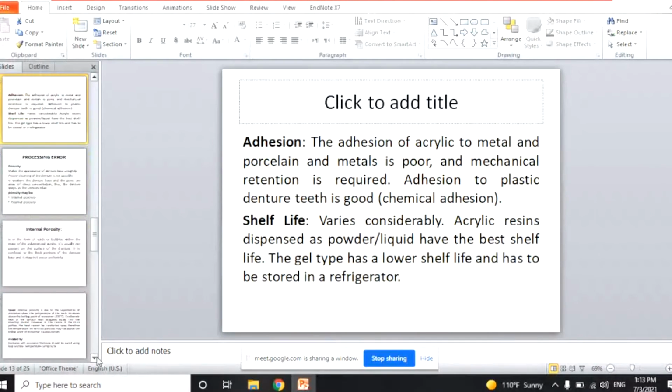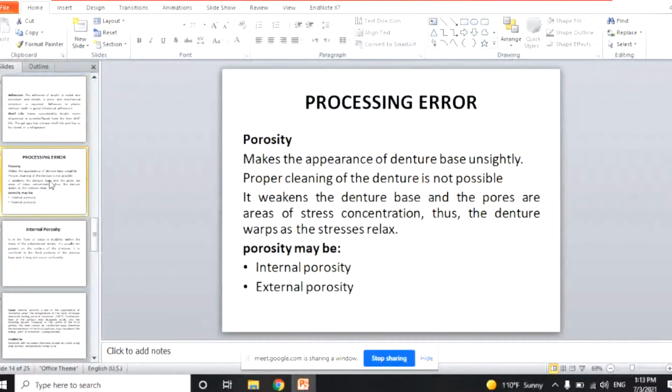Sometimes we have some processing errors that can affect the quality of the denture base. Like what? Porosity, bubbles. We have two types of porosity, maybe internal porosity, maybe external porosity. But in general, porosity can cause weakness of the denture and can cause bad odor to the denture.